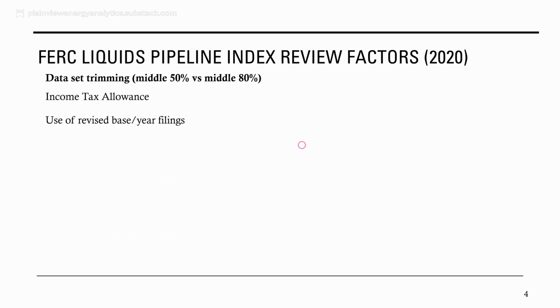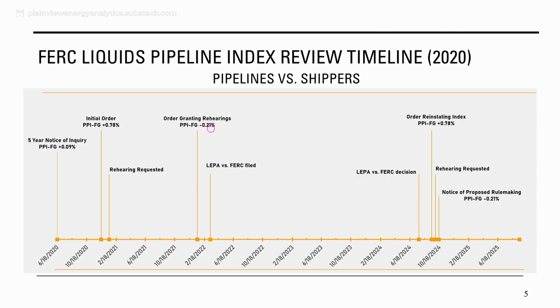There were also a couple other issues. These will not be relevant in my view for 2025. So there's an income tax allowance, we won't go too much into this, but removing the effects of the income tax allowance or not removing it, and then the use of revised year's filings, which I think FERC's on board with, so I don't think that will be an issue in 2025. So again, to talk about what's going to happen in 2025, I do think it's important to talk about what happened with the 2020 review.